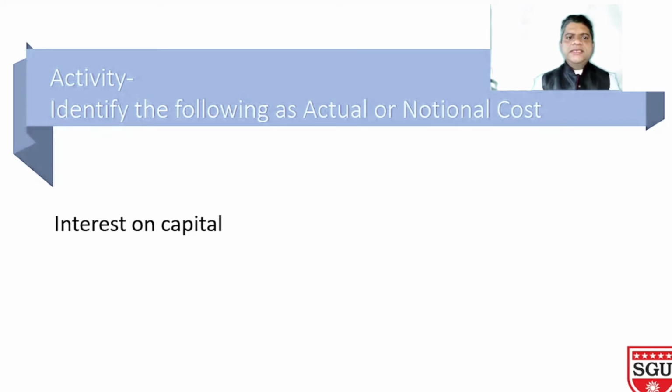Second example is the interest on capital. Many times, in order to run the business, we need to purchase some equipment. Okay, so investment in that machinery requires capital. At the same time, to run the business day to day, we require working capital. And if we have taken it on a loan, definitely we need to pay some interest at the end of the month. So we utilize that capital, but interest is not paid immediately. Interest you are going to pay at the end of the month. Is it actual or notional? Yes. Think.